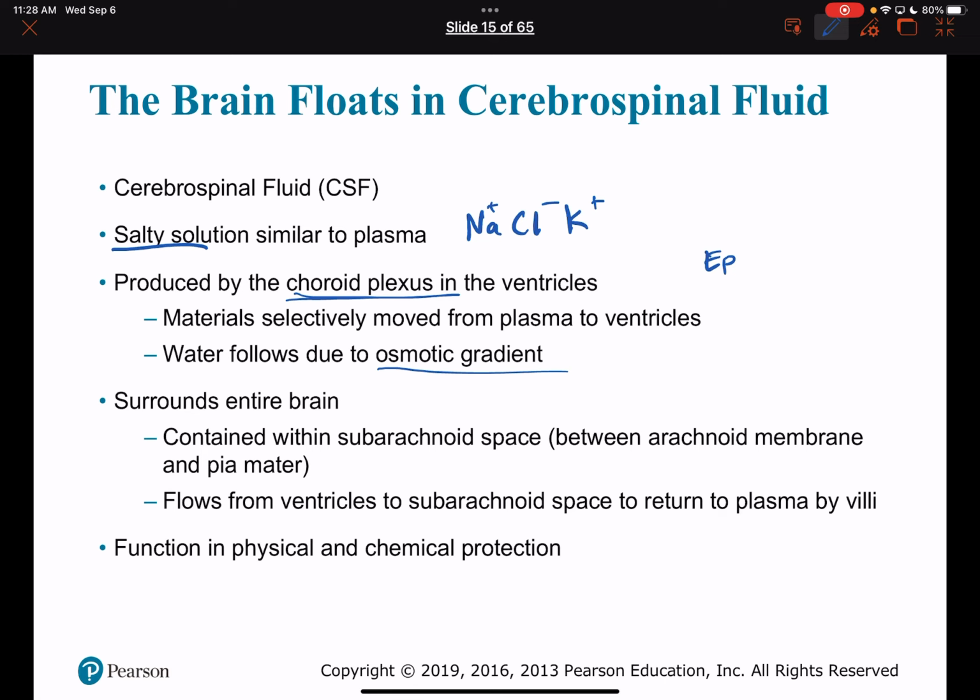Other functions of the cerebrospinal fluid. We have all the electrolytes that help balance and keep that resting membrane potential and the ability to fire off an action potential. So that's the chemical type of thing. We've also got physical protection.